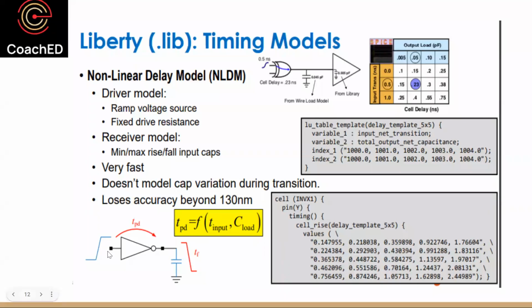So 20 possible combinations. Because there could be multiple different input transitions and output loads, these values represent multiple combinations for which we have delays, and that's why you have something like a table. This is what I was describing as a lookup table. And obviously I need to know which variable represents which dimension, and that's captured in this lookup table template. So there is variable 1, which is input transition, and variable 2, which is output load, or the net capacitance, as I was describing.